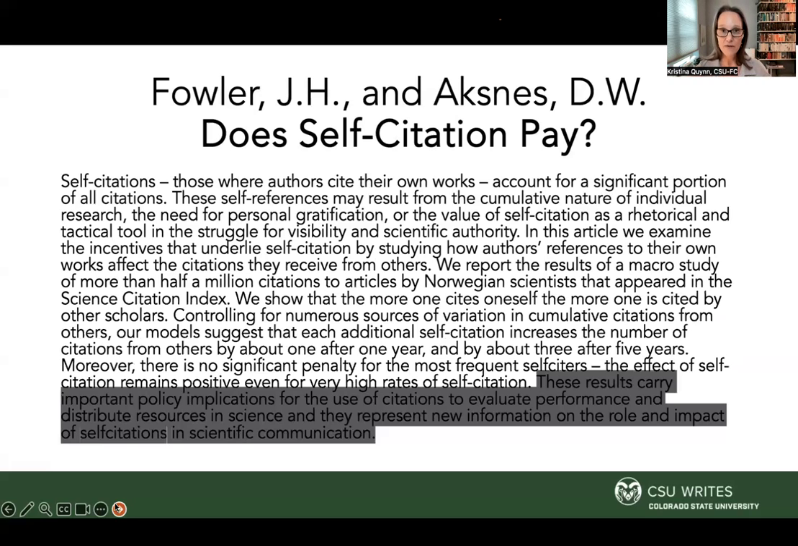We show what the results are: the more one cites oneself, the more one is cited by other scholars, just an FYI. Controlling for numerous sources of variation and cumulative citations from others, our models suggest that each additional self-citation increases the number of citations from others by about one per year, and by about 3 after 5 years.